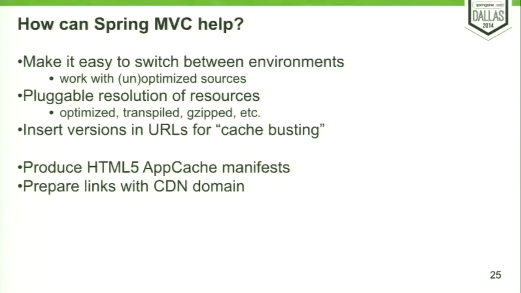Pluggable resolution of resources. We want to make sure that wherever they may be, optimized, transpiled, gzip, we can find them and serve them. So not just any location, but also different strategies about how to resolve URLs, etc. We may need to even insert or modify URLs in order to apply some of these strategies. Versioning in particular is one we'll be talking about shortly. Producing HTML5 app cache manifests or helping to serve them, preparing links with CDN domains. So there's still plenty of things that we can do to make sure that works well with the server side.